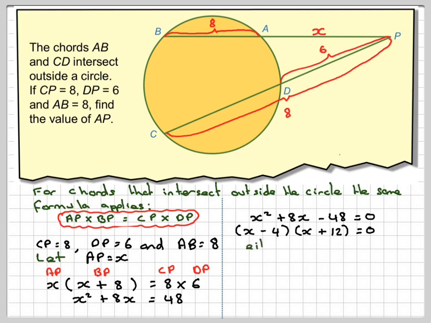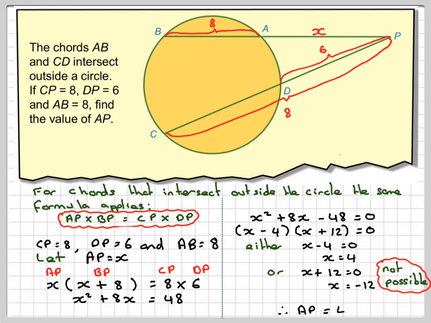So then we can say either x minus 4 is equal to 0, which gives that x is equal to 4, or x plus 12 is equal to 0, which gives x is minus 12. Now we can't have a negative length in this context, so that's not possible, and therefore AP will be equal to 4 only. So this has been a video to show how to find a length using intersecting chords which intersect outside of the circle. I hope you've understood, and I thank you very much for watching.